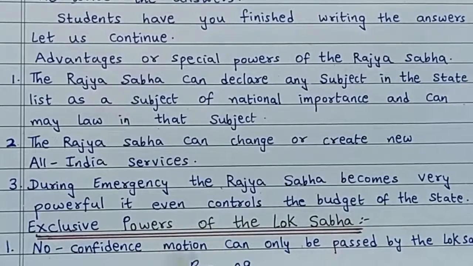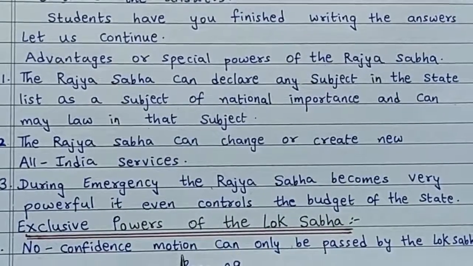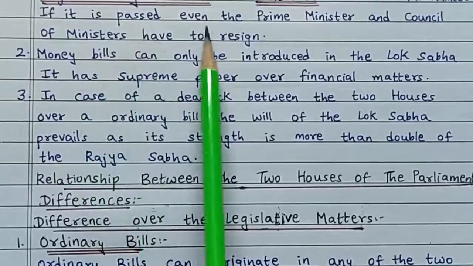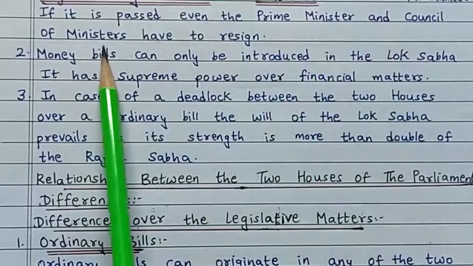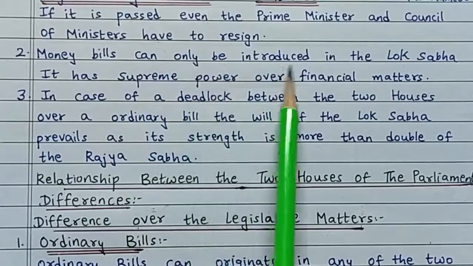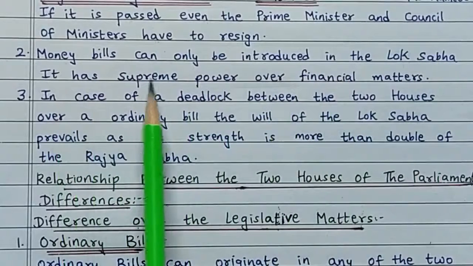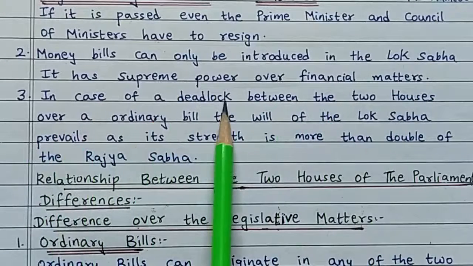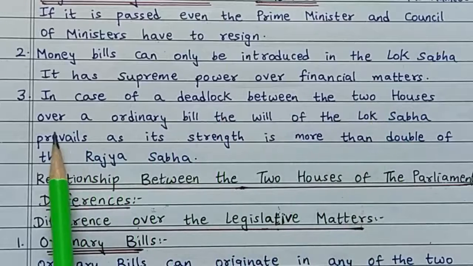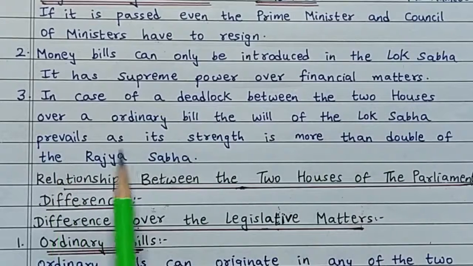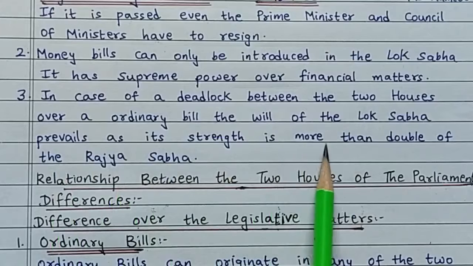Exclusive powers of the Lok Sabha. Number 1. No confidence motion can only be passed by the Lok Sabha. If it is passed, even the Prime Minister and Council of Ministers have to resign. Second, money bills can only be introduced in the Lok Sabha. It has supreme power over financial matters. Third, in case of a deadlock between the 2 houses over an ordinary bill, the will of the Lok Sabha prevails, as its strength is more than double of the Rajya Sabha.